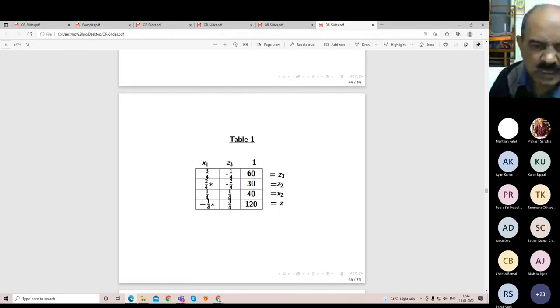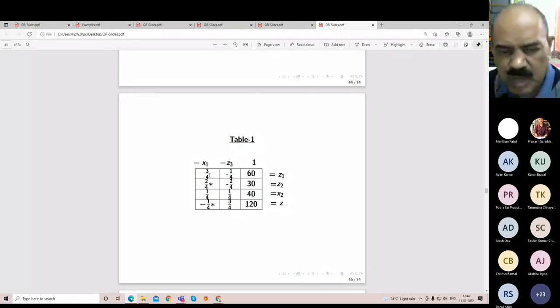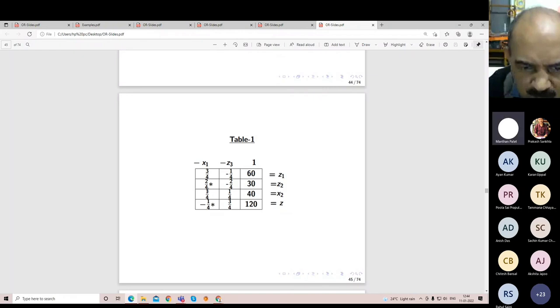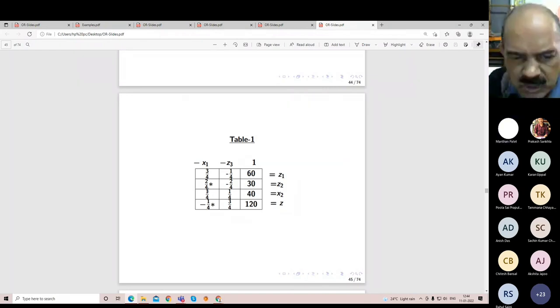How to find the positive ratio? In this manner. Positive ratio: 60 divided by 3 by 4. How much is it? 80. Then 30 divided by 2 by 4: 60. Earlier it was 80, now it is 60. Then 40 divided by 1 by 4: 160. Now we are looking for the minimum positive ratio.